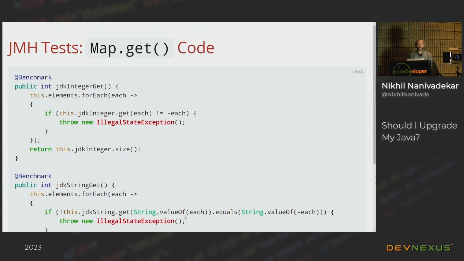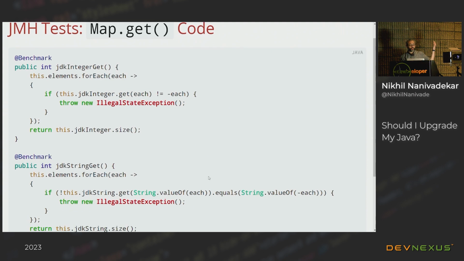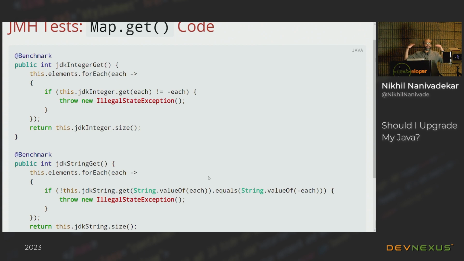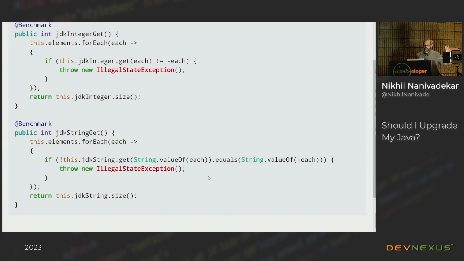Now let's look at the Map.get code. Similar to how I did for Map.put, where I had a list of elements, went through it, and ended up putting them, for get I did it the other way around. I had pre-populated the map, then went through the list of elements and just kept on calling get, because now I definitely know it exists, and then measured the performance for that.